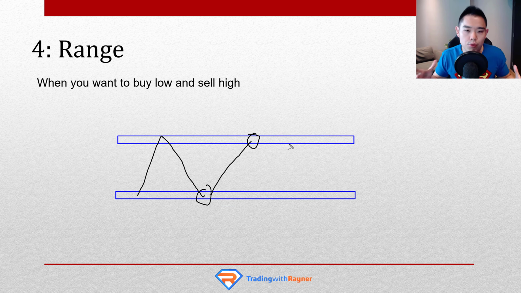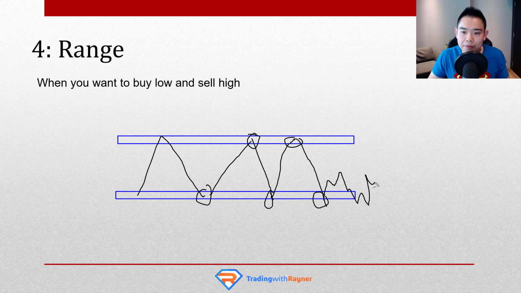To be honest, with range markets, there are two things I want you to pay attention to. Number one, when I illustrate, it looks simple. Oh yeah, Rayner, you just come down lower, buy low, market goes up, sell high. Straightforward. But in the reality of trading, what often happens is that the market comes down lower, goes up higher, comes back down lower, and then maybe finally it reaches your target.